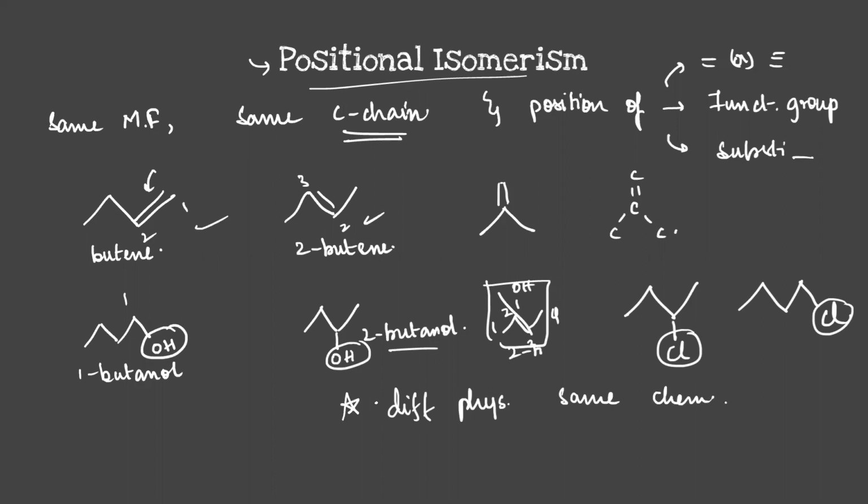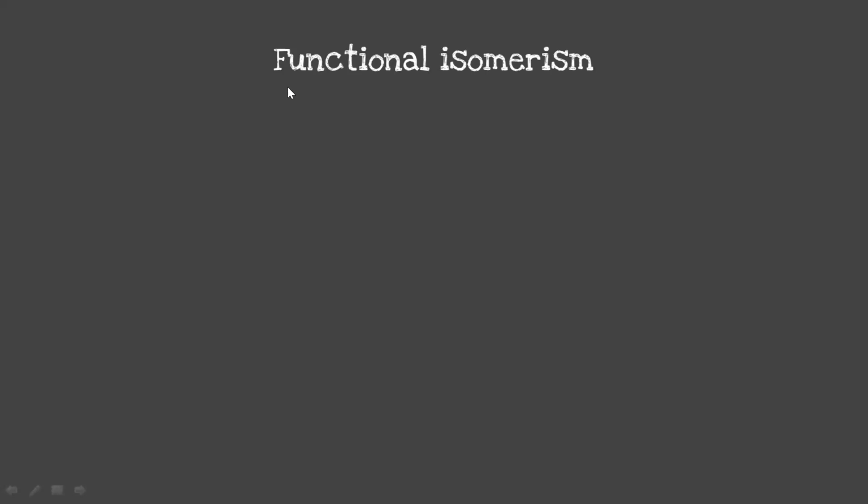There is an important point now. Functional isomerism. This is one of the most important aspects of structural isomerism. In functional isomerism, we see that the compounds have the same molecular formula. All isomers have the same molecular formula, but they have different functional groups in this case. How can they have the same molecular formula and different functional groups? How is it possible? Now let's see.